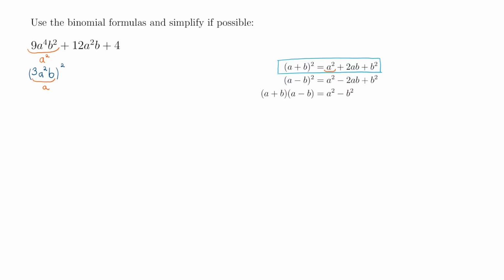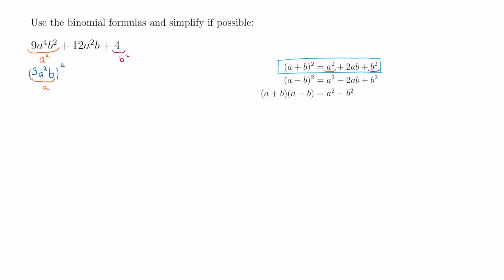Good. Then let's go to the b square here. I will mark this part pink, okay? And this part has to be the same as this last part here. So this whole thing is our b square. And now we can think once again, what do we have to square to get 4?